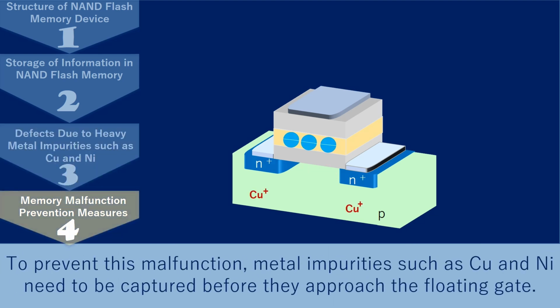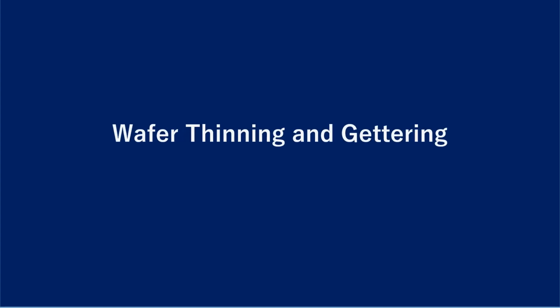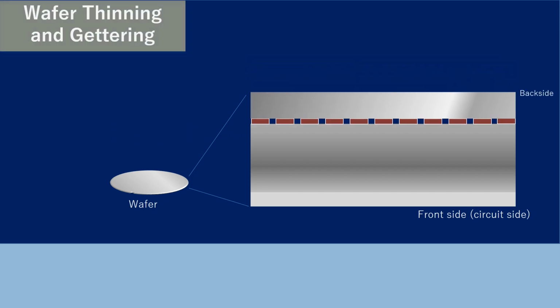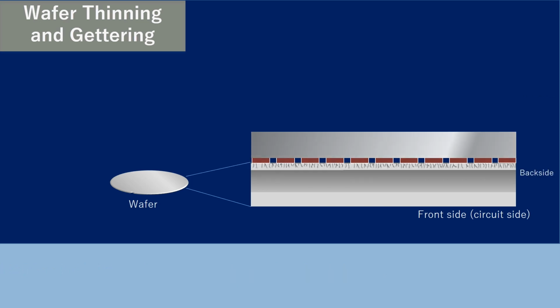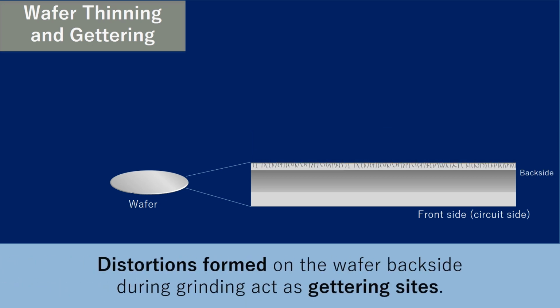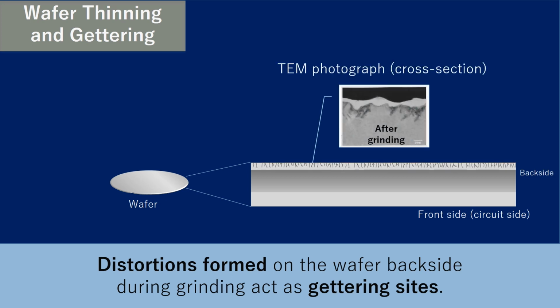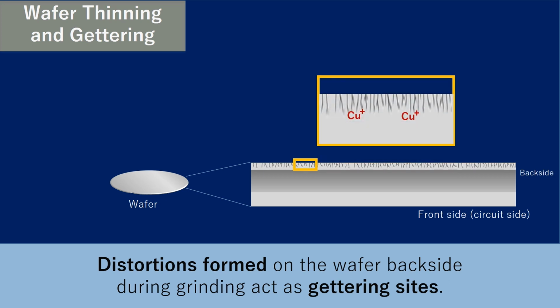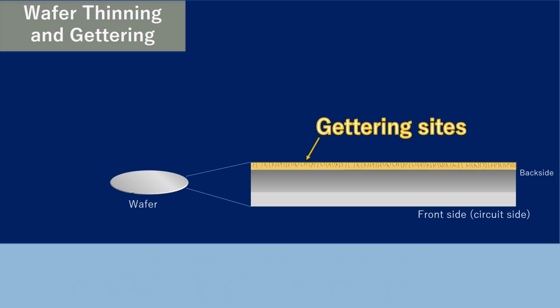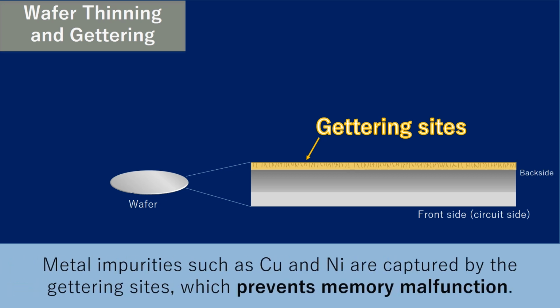To prevent this malfunction, metal impurities such as copper and nickel need to be captured before they approach the floating gate. Wafer thinning and Gettering. During wafer thinning using grinding, distortions formed on a wafer backside during grinding act as Gettering sites. Metal impurities such as copper and nickel are captured by Gettering sites, which prevents memory malfunction.